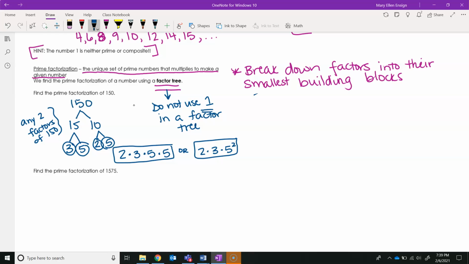Okay, let's look at this one other way. Let's start with 150 again. And instead of doing 15 times 10, I'm going to do 2 times 75, which is another pair of factors of 150. Well, 2 is prime, so I'm going to circle that right away. 75 is not prime, so I'm going to split up 75 any way I can. I'm going to split it up into 3 times 25. Well, 3 is prime, so I circle it. 25 is not prime, so I break it down further, which is 5 times 5, and I circle those because they're both prime. My factor tree looks different, okay?